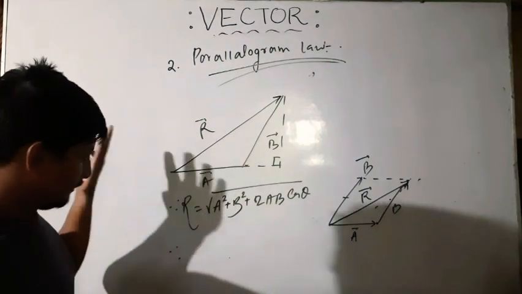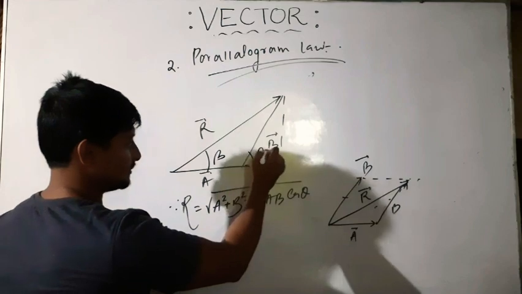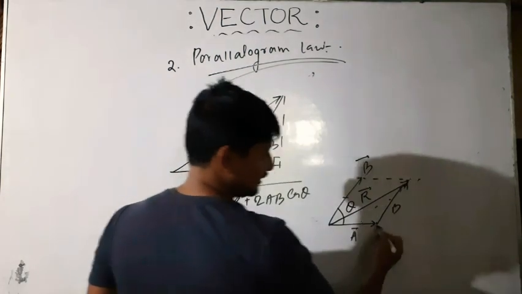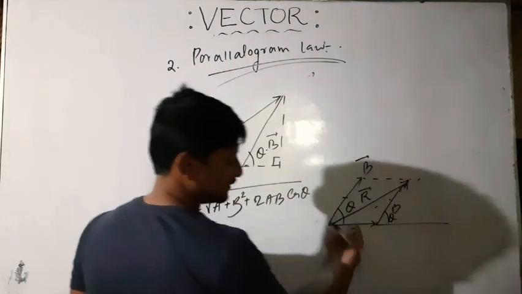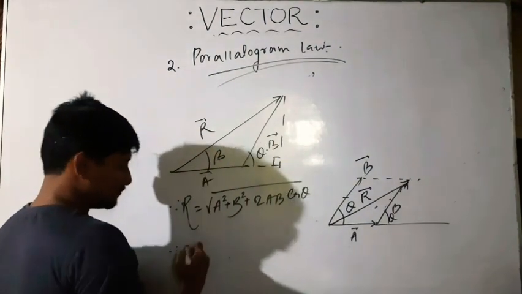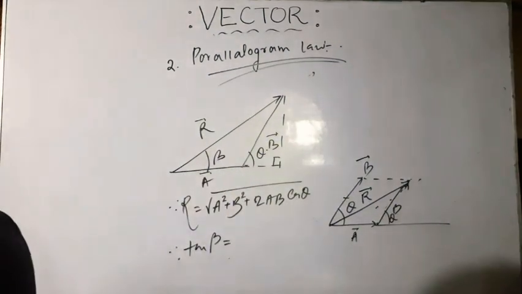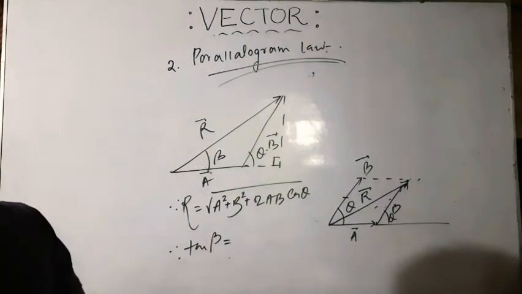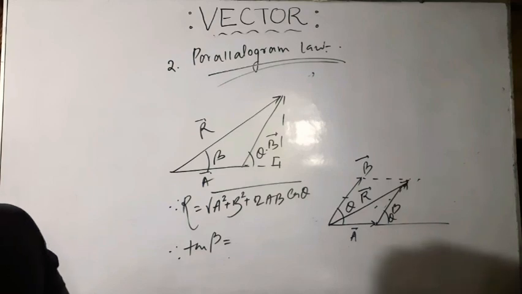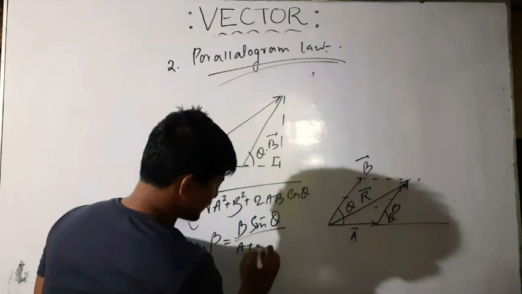But if you need the angle, then let this angle be beta and this angle be theta. If this is the angle theta, then this will also be angle theta. These two are corresponding angles, isn't it? So now, if I want to find this beta angle, then tan beta, what was that? Initially, in the triangular law, I explained, isn't it? What is the value of tan beta? Quickly. Now, can you revise that? It was b sine theta by a plus b cos theta.